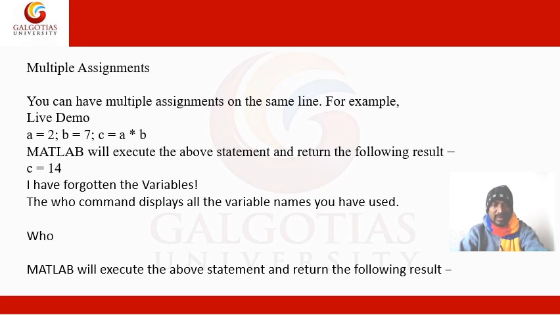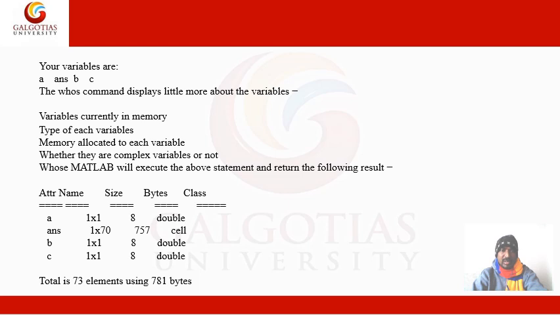Suppose I have forgotten the variables. The who command displays all the variable names we have used. If you do more than one operation or calculation, we may forget the variables we have used, so the who command helps us display which variables have been used. When we execute it, the variables used are A, B, C and ans. You see, students, how very easy it is to handle MATLAB.